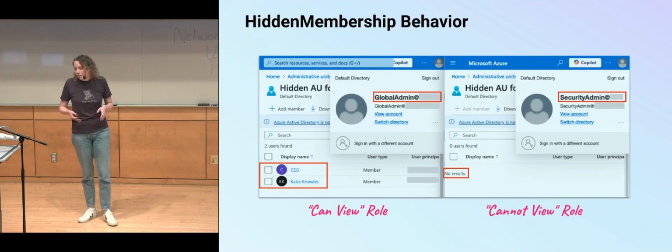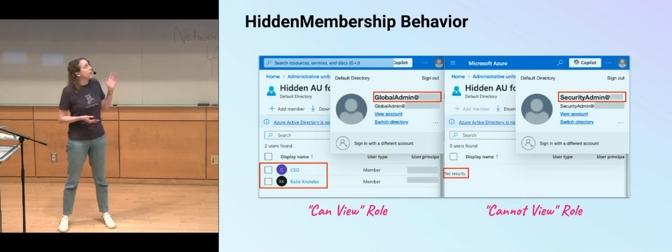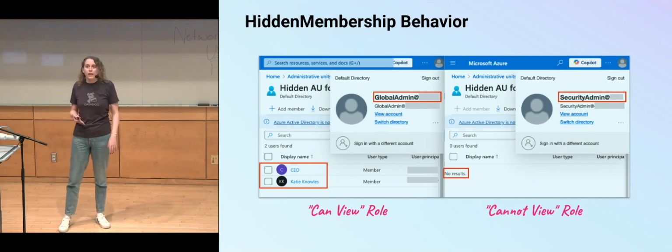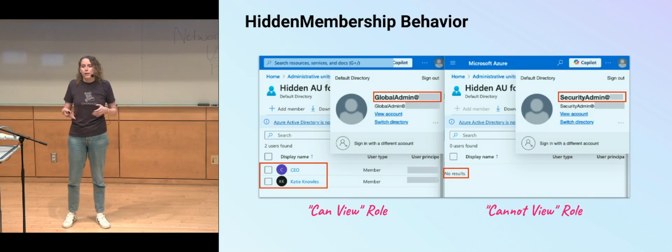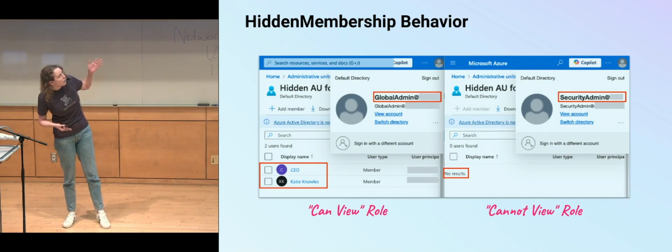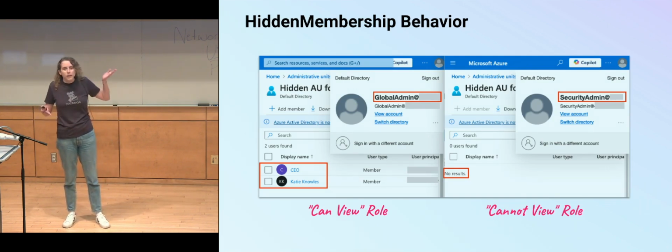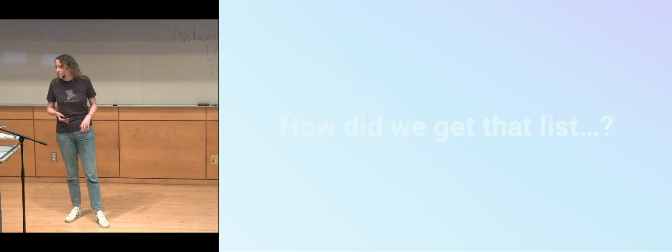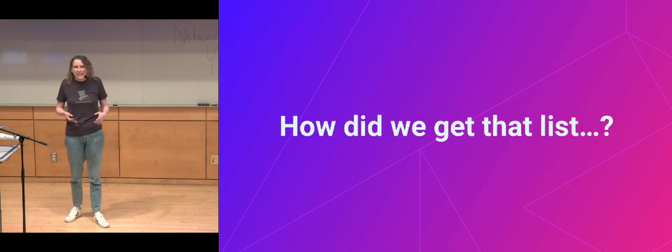Once it's been created, with that behavior that I mentioned before, we can see that our extra special users are visible to a global administrator in that administrative unit. But if we have the security admin role, there's nobody there. It looks like it hasn't been set up yet. It's like half configured, right? Weird. But how do we get that list of 9 roles?